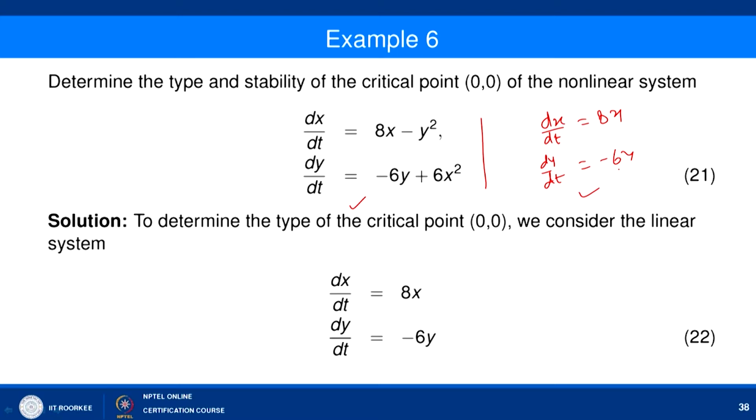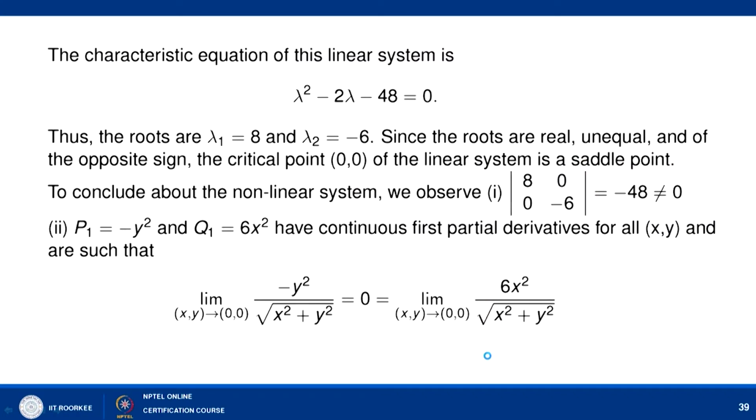So, to determine the type of the critical point (0,0), we consider the linear system, 8x and minus 6y, and the characteristic equation of the linear system we can find out like this: lambda square minus 2 lambda minus 48 equal to 0, and the roots come out to be 8 and minus 6. So, they are real, unequal and of opposite sign. So, we simply say that for the linear system the critical point (0,0) is a saddle point.